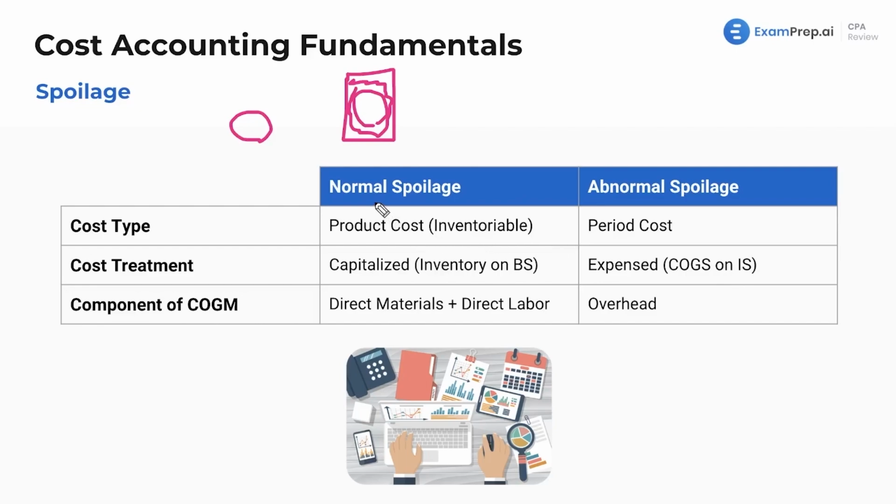So normal spoilage, use this example. I think it's a good one. Direct materials, direct labor, abnormal spoilage, component of cost of goods manufactured. It is overhead. So this is the accounting for it. This is the cost treatment. This is what you do. So you'll see some multiple choice questions on that. You'll see some, get ready for it. You'll be just fine.